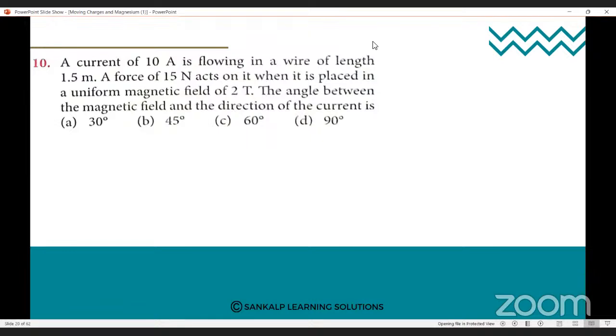A current of 10 ampere is flowing in a wire of length 1.5 meter. A force of 15 Newton acts on it when it is placed in a uniform magnetic field. The magnetic field is given as 2 Tesla. The angle between the magnetic field and the direction of the current is, we need to calculate the angle.